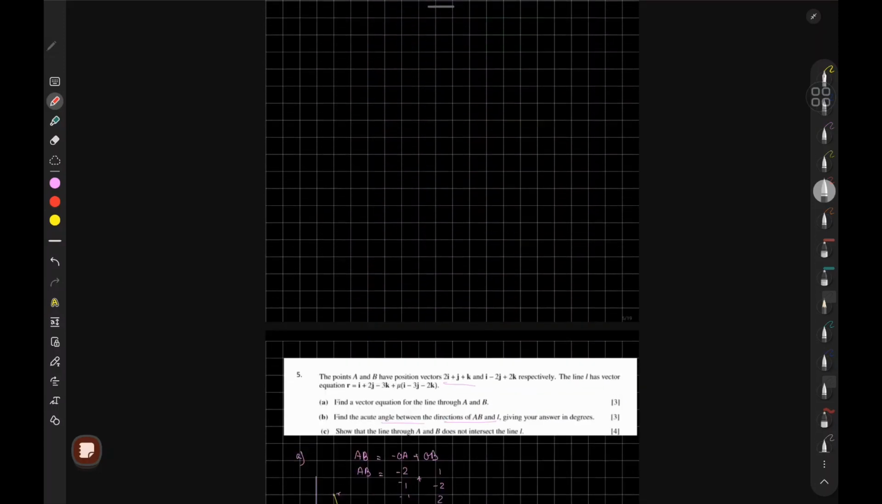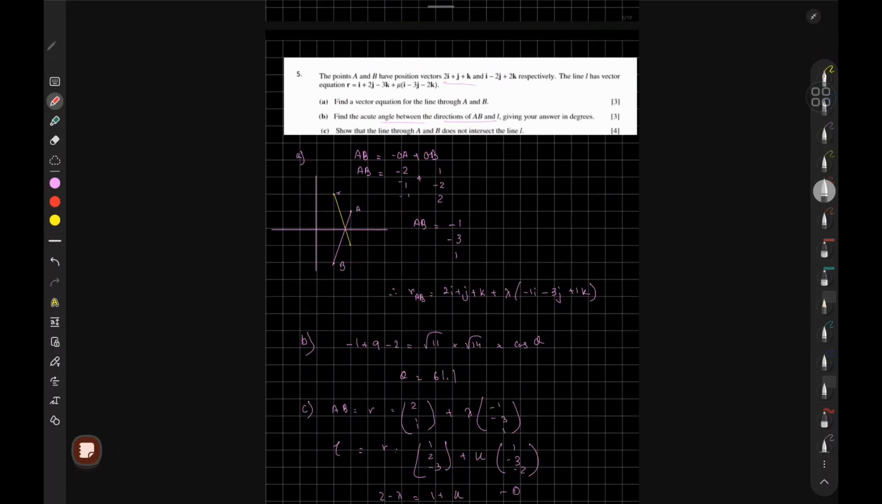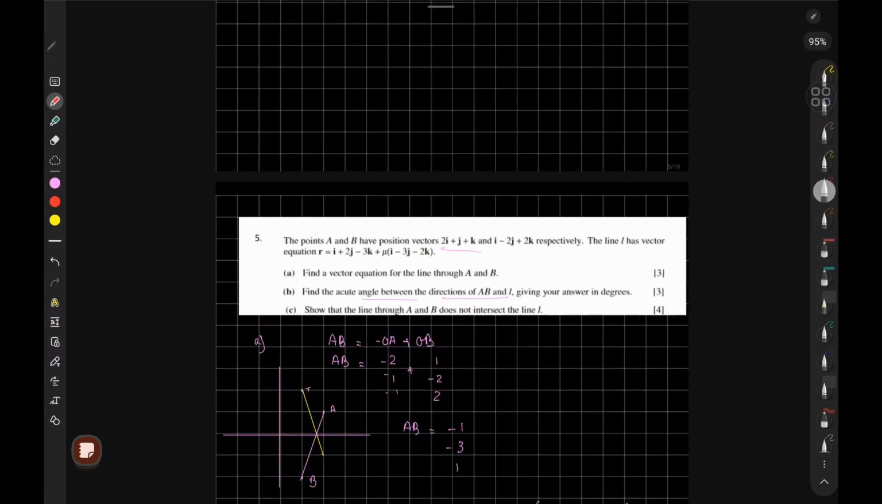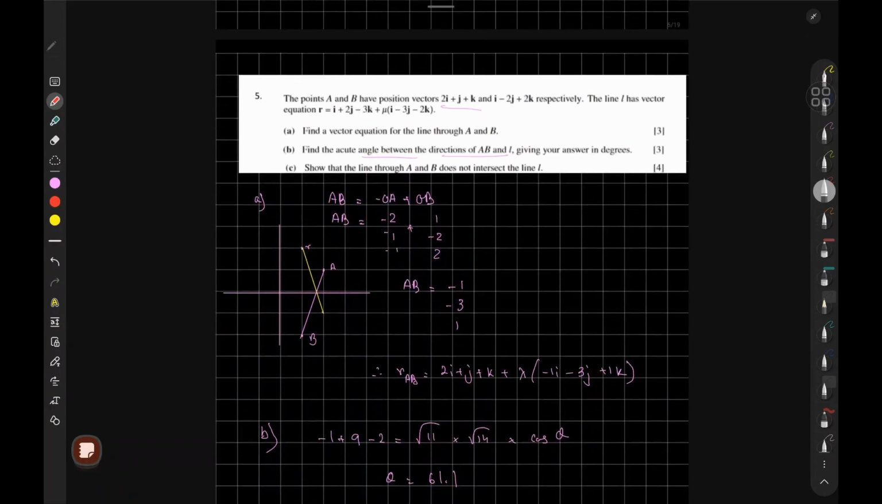Great. So if we know that, next we can move on to question 5. Question 5, what are they telling you? The points A and B have position vectors 2i plus j plus k and i minus 2j plus 2k respectively. So this is your A and this is your B.